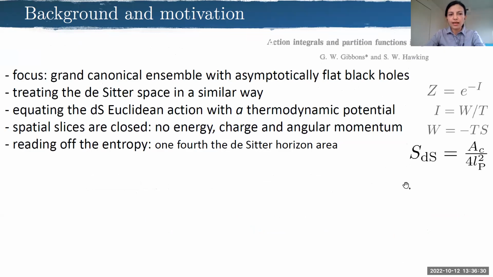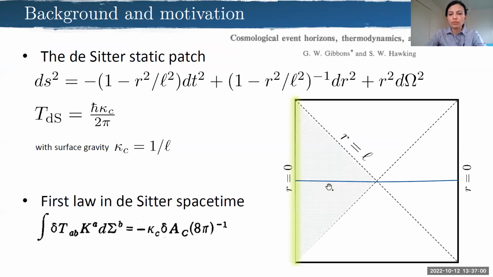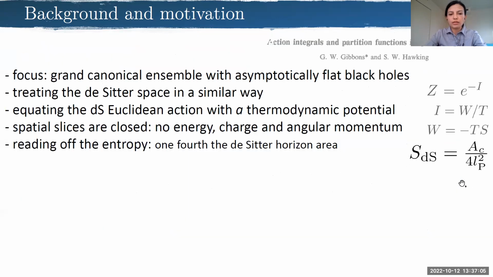Their main focus was the grand canonical ensemble with asymptotically flat black holes, but they treated de Sitter space in a similar way. Namely, they approximated what they call the partition function with a saddle point, and then equated this Euclidean action that appeared in the exponent with some thermodynamic potential W. They then argued that because de Sitter space has no boundary, I mean, on each time slice there is no boundary, there are no conserved charges that one can define. In other words, there is no energy term, no charge, no angular momentum that could appear in this thermodynamic potential. So the only term that appears in this thermodynamic potential would be the entropy term. Using these relations, they read off the entropy, which interestingly became exactly 1/4 the de Sitter horizon area.